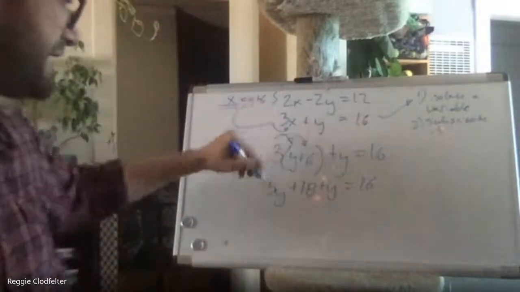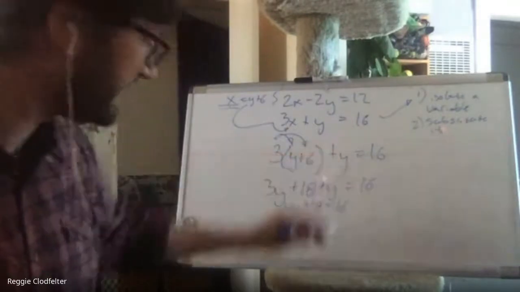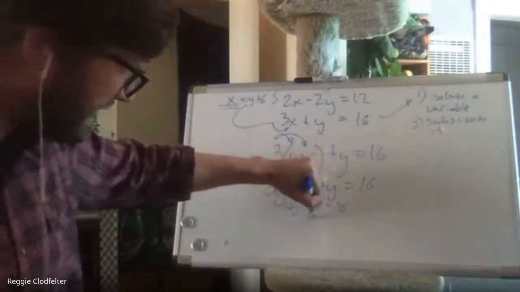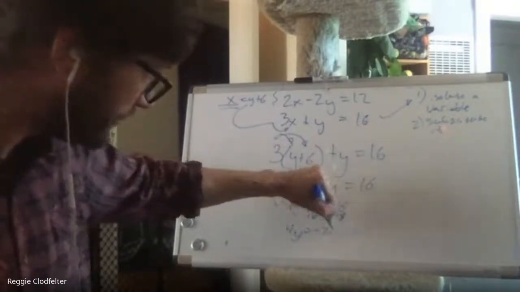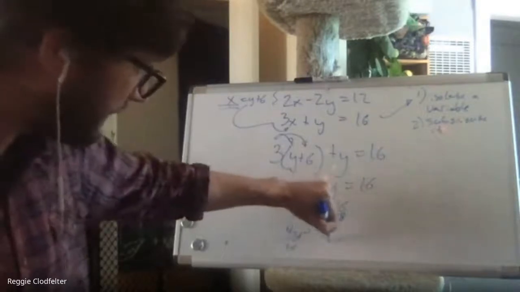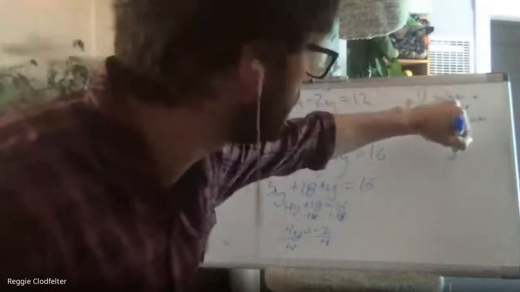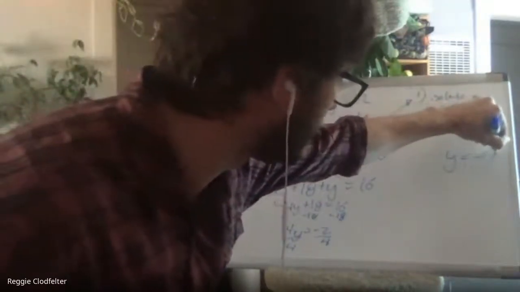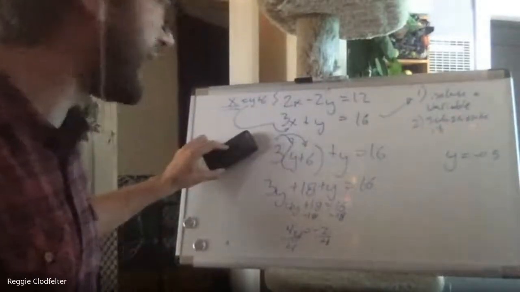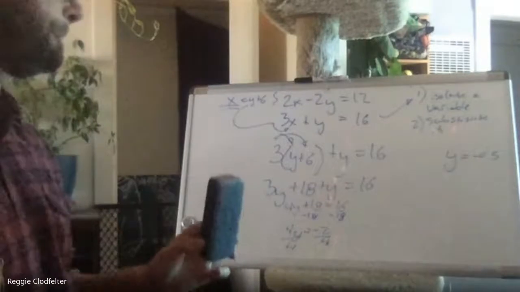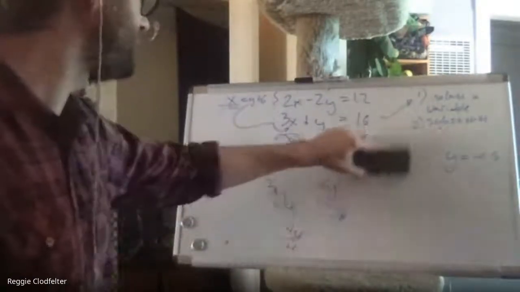I can combine these like terms to get 4y plus 18 equals 16. I can subtract 18 from both sides to get 4y equals -2. Lastly, I will divide by 4. 4y over 4 is y. -2 over 4 is -0.5. So now I know y equals -0.5. I'm going to erase this unless anyone wants me to leave it up.